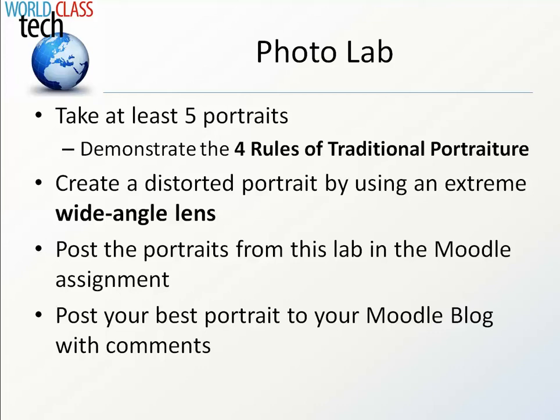So we're going to have a lab with this photo assignment, and in this lab I want you to first of all take at least 5 portraits. You can take more if you want, and in each of those portraits I want you to demonstrate the 4 rules of traditional portraiture. If you can't remember what those are, go back to the beginning of the video and review that information. Each picture should demonstrate all 4 rules. Then I want you to take some more portraits, or at least one, in which you create a distorted portrait look by using an extreme wide-angle lens. Some of those examples I showed you earlier.